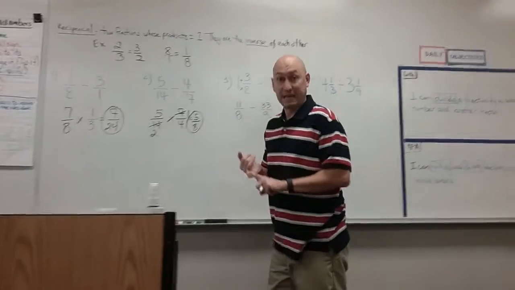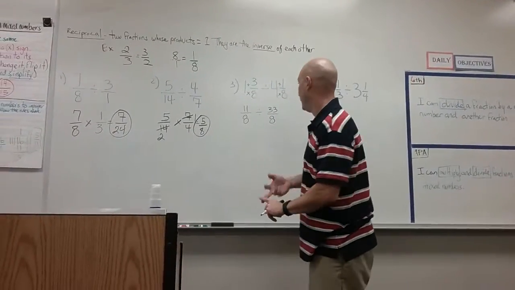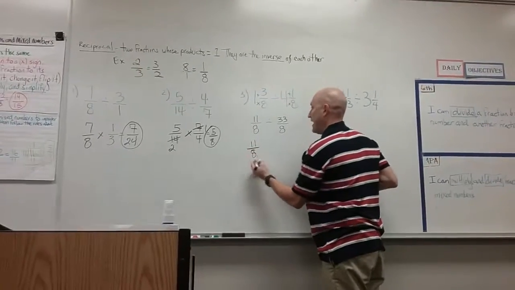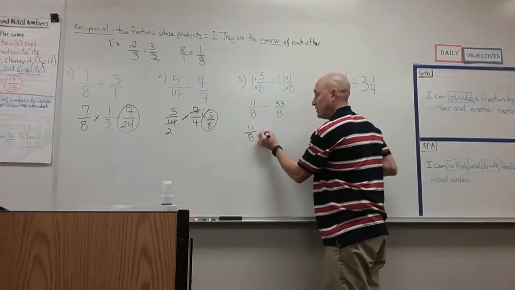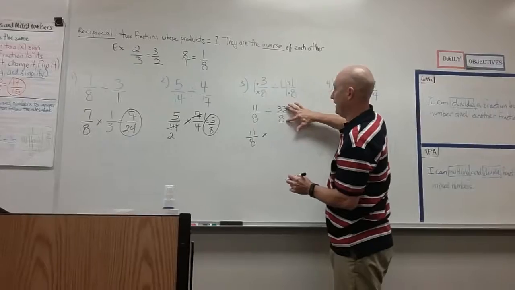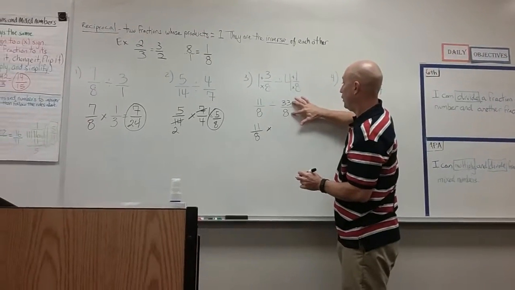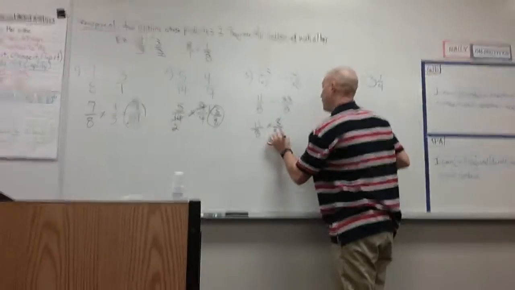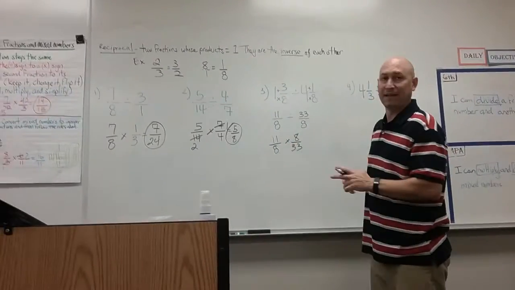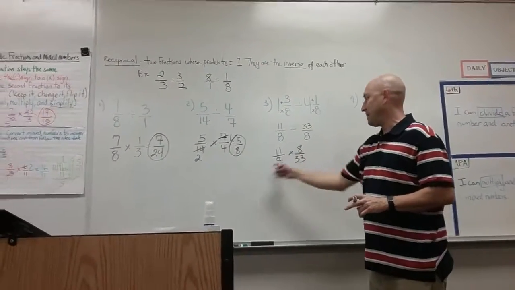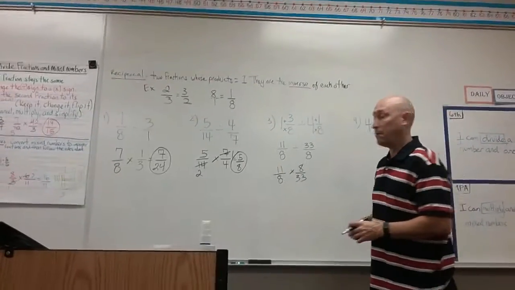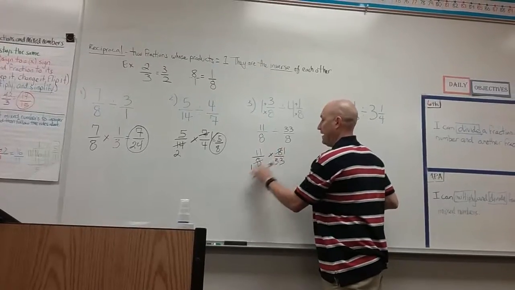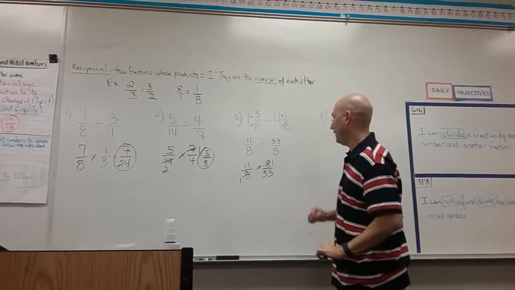And I'm going to keep it, change it, and flip it. Keep the first fraction, 11 divided by 8. Division changes to multiplication, and the flip of 33 over 8, its reciprocal, would be 8 over 33. I like this problem because anytime I look diagonally and see the same numbers, I can always cross them out and make them ones, because 8 over 8 is the same as 1 over 1.